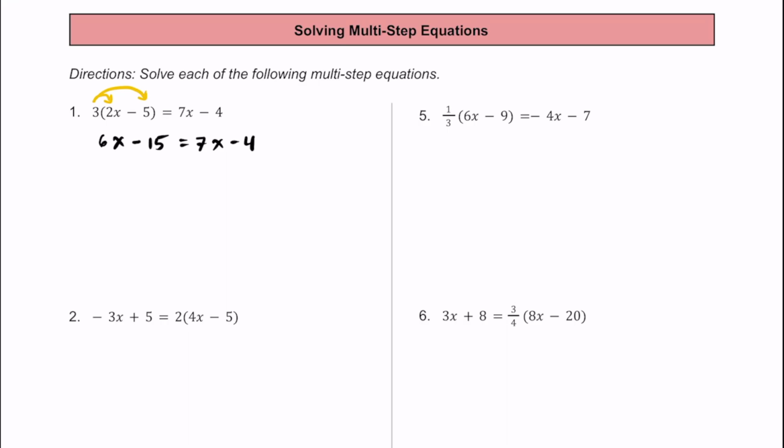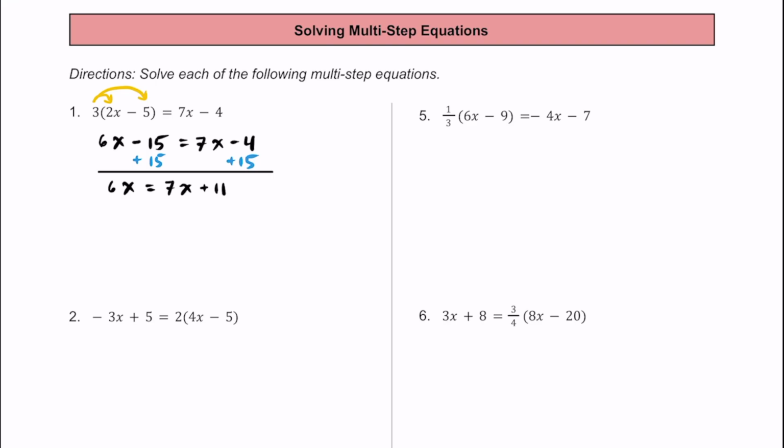What I'm going to do here is decide to add 15 to both sides of the equation using the addition property of equality. Once we do that, we're going to get 6x plus 0, or just write 6x, and that's equal to 7x. And then the negative 4 plus 15 on the right side is going to be a positive 11.